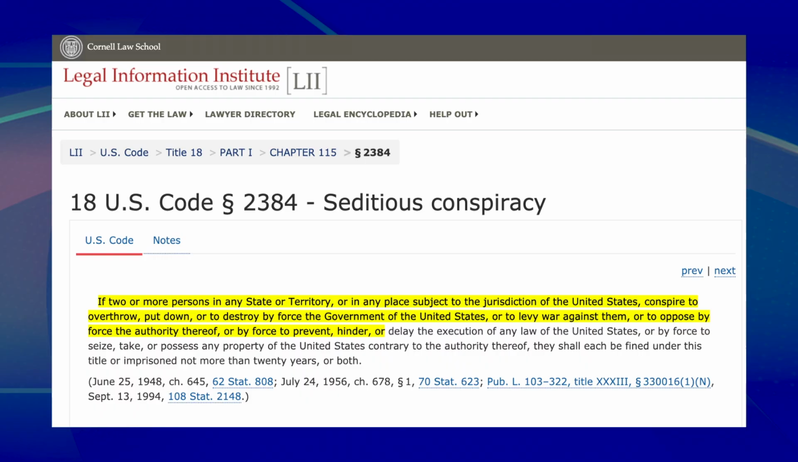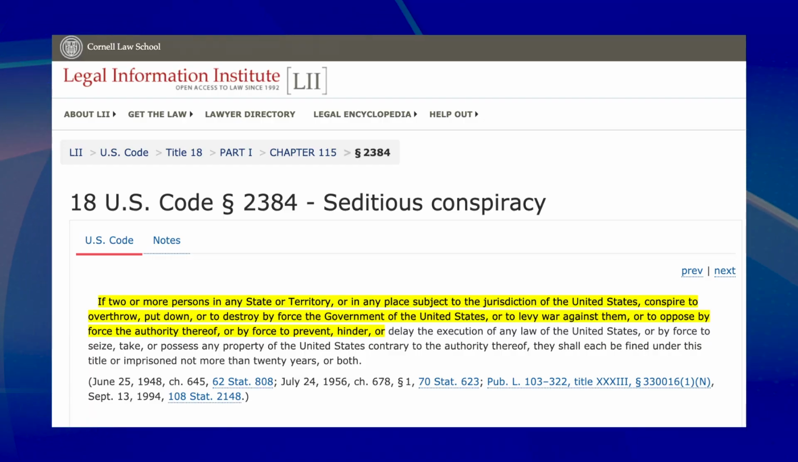Now let's talk about the legal definition. Federal law makes it a crime to engage in a seditious conspiracy, which involves the use of force to thwart the execution of the laws of the United States. This law is found in 18 United States Code, section 2384. It makes it a crime for two or more people to conspire, to plan, to overthrow using force the United States government, to use force to oppose the authority of the United States government, to use force to prevent, hinder, or delay the execution of any law of the United States.